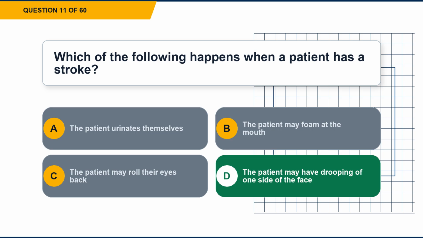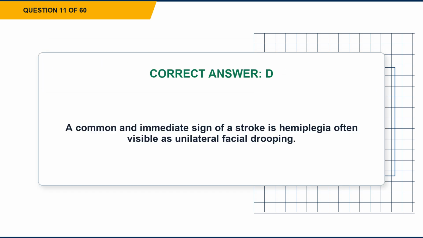The correct answer is option D. The patient may have drooping of one side of the face. Explanation. A common and immediate sign of a stroke is hemiplegia, often visible as unilateral facial drooping.